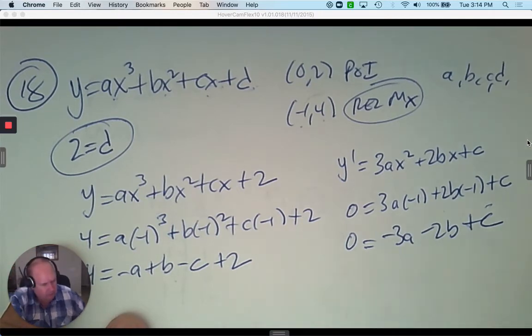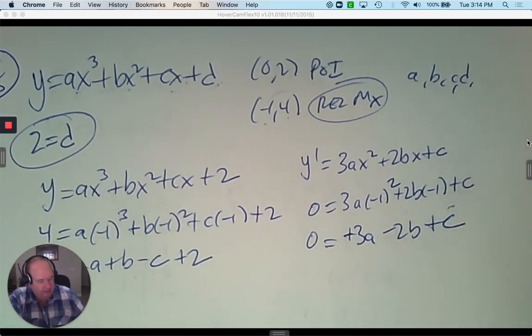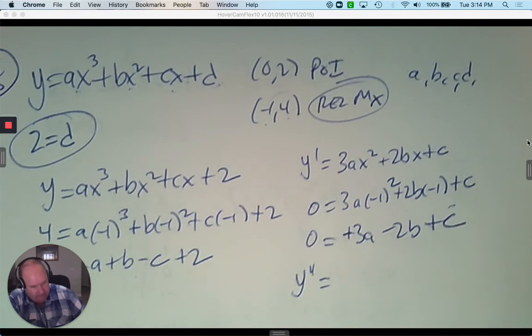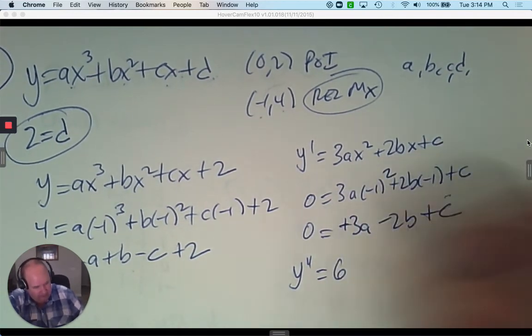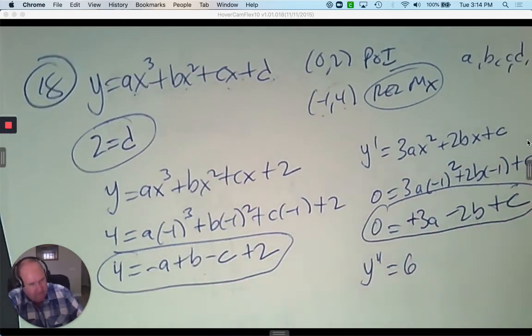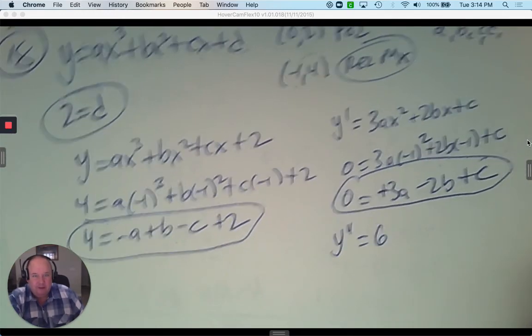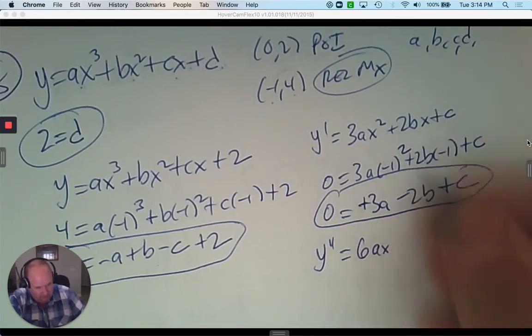What did I do? Oh, this is squared. So this should be positive 3a. So 3a minus 2b plus c. Now we're going to take the next derivative here. That's 6. So far we have this and we have this. So we're going to keep working. The next derivative would be 6ax plus 2b.